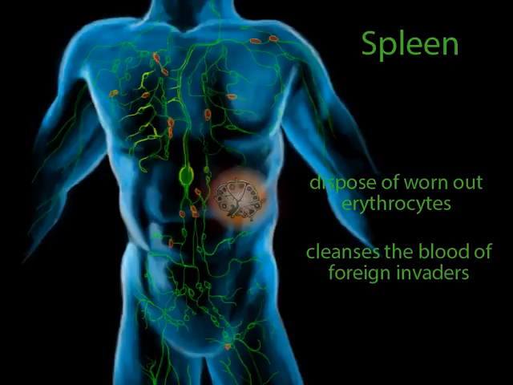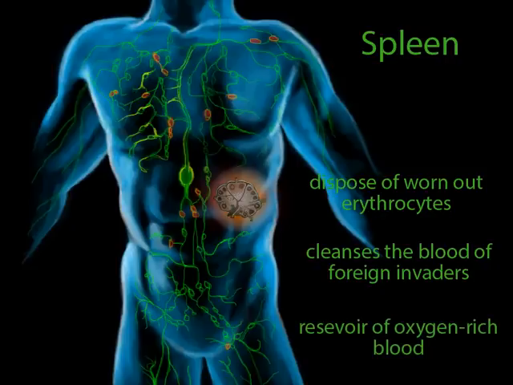The third function of the spleen is to act as a reservoir for oxygen-rich blood. The spleen actually holds more blood than is necessary for its own metabolism. Therefore, it's an extra blood supply full of oxygen and nutrients. This serves as a backup supply of blood in case of blood loss. If the body detects blood loss due to hemorrhage, the sympathetic division of the ANS stimulates the smooth muscles in the capsule of the spleen to contract. This pushes the backup supply of blood into the bloodstream, compensating for the blood loss.